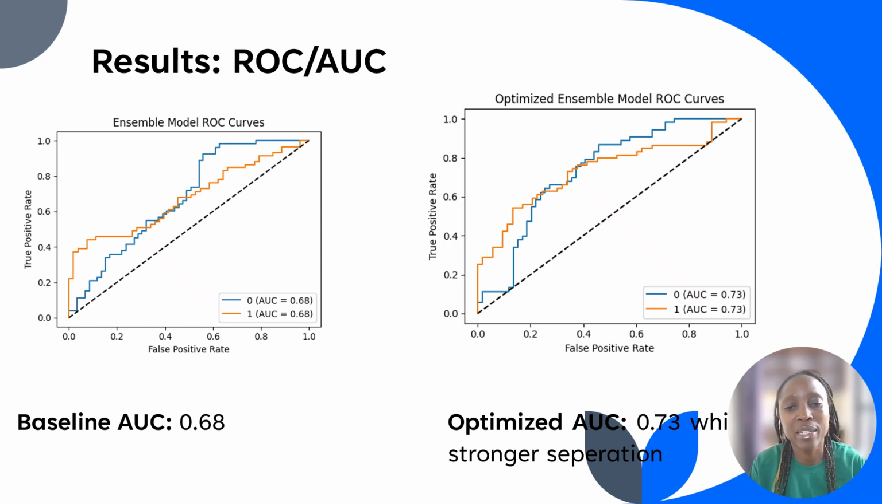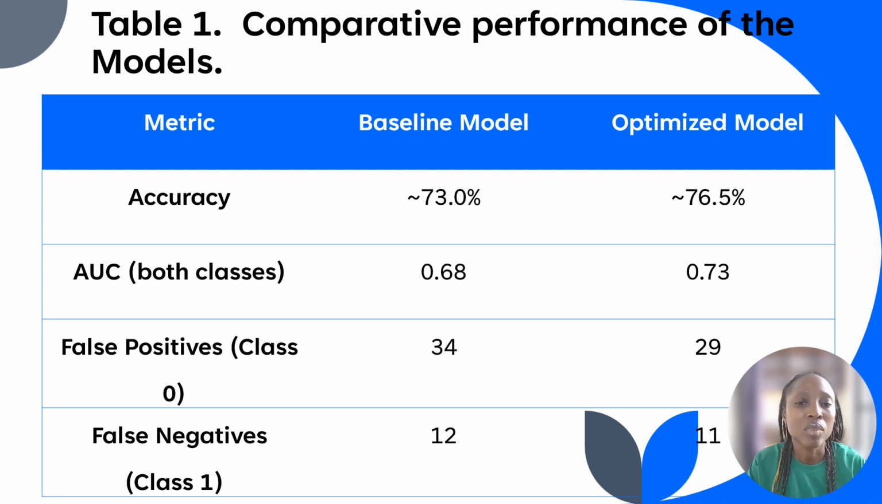Also, in our ROC, it was discovered that the optimized model had an AUC of 0.73 over the baseline model, which had 0.68. In comparison, the proposed optimized model had better results over the baseline model in terms of accuracy, AUC, and other metrics. The accuracy was 76.5% over 73.0% for baseline, and the AUC was 0.73 over 0.68 for the baseline model.